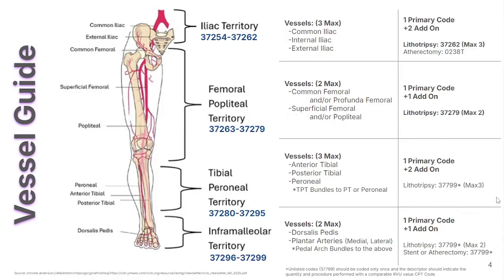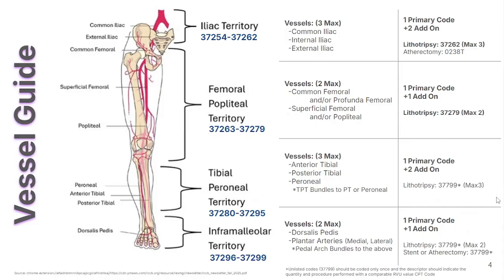Lithotripsy has also been provided as a new code, 37262, and because there are 3 vessels in that territory, you can use it a maximum of 3 times, or bill it 3 times. The atherectomy still exists for this territory, 0238T, and those can be added to those procedures.